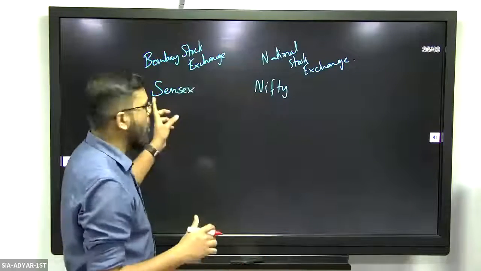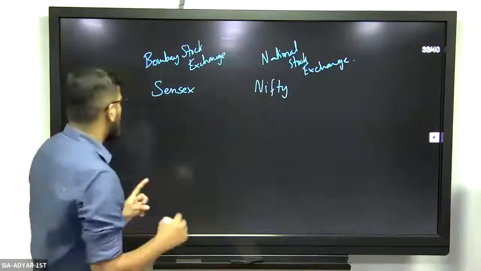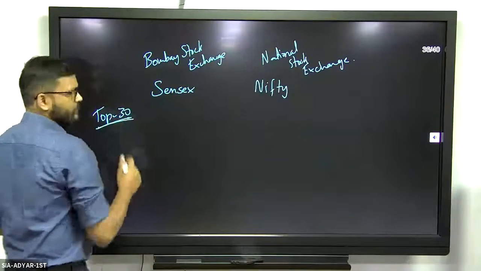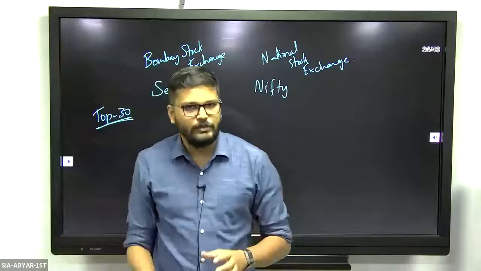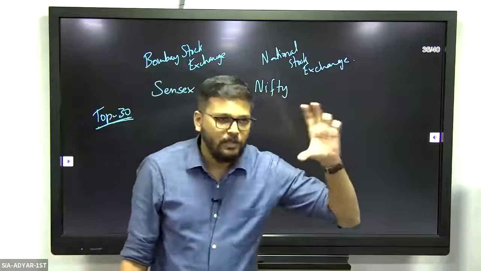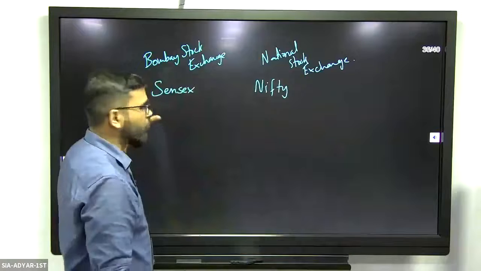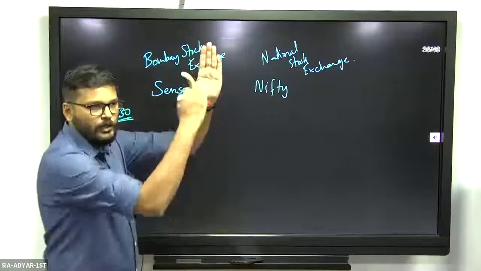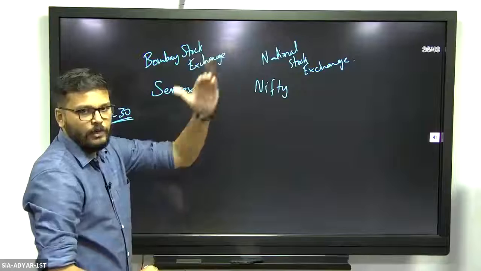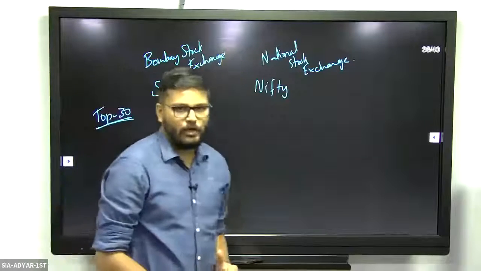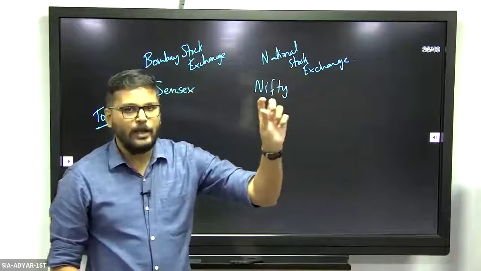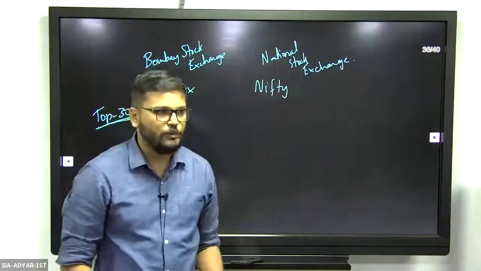For that, what does Bombay Stock Exchange do? Bombay Stock Exchange takes the top 30 companies in their list of companies. They may have 100 or 200 or 300 companies. In that, they'll take the top 30 companies and put them on a list, from the first ranked company to the 30th ranked company, based on the overall performance in the market value of their shares.